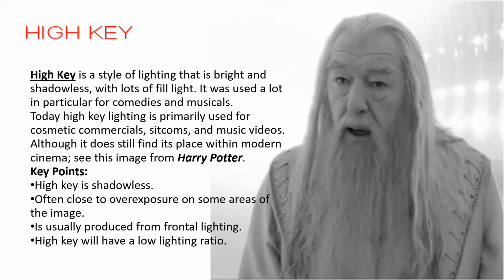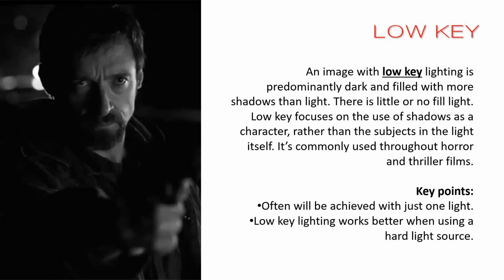Another type of light that you can use is high key, which is a style of lighting that is very bright and shadowless. When you use high key, there's basically no shadow. You get rid of all shadows. Here you have an example of how it was used in Harry Potter, right? It is shadowless and it looks a little bit overexposed. This looks a little bit like soft light.